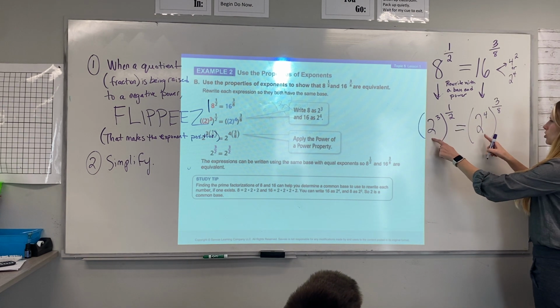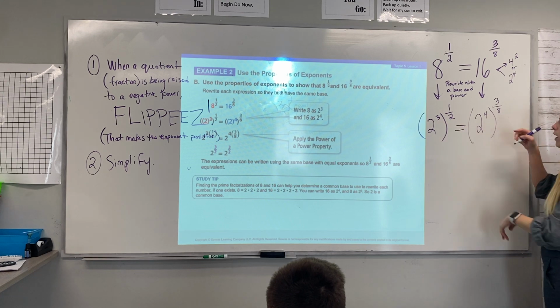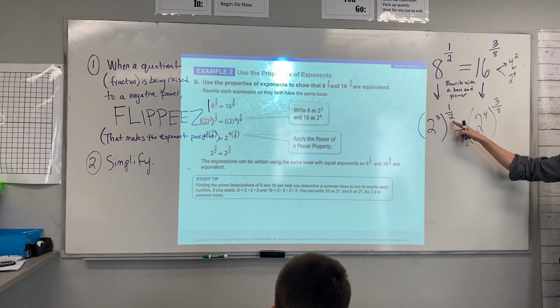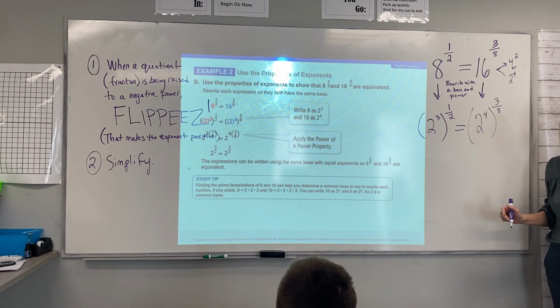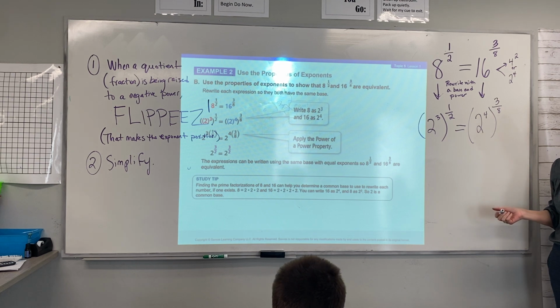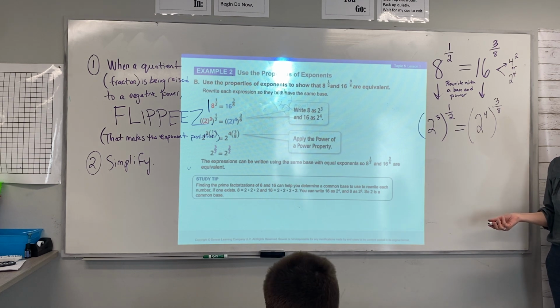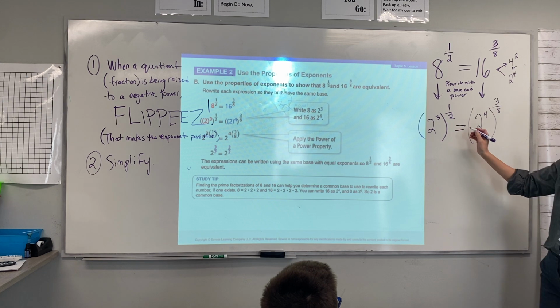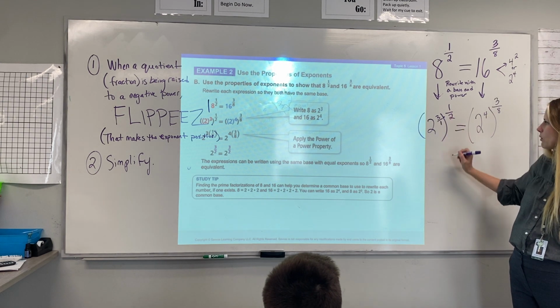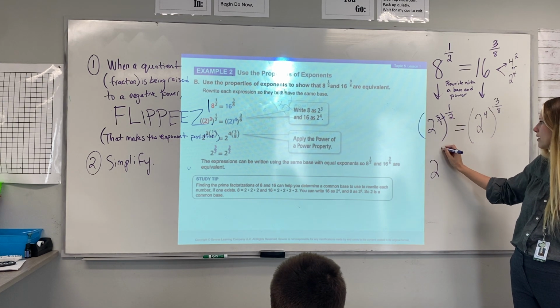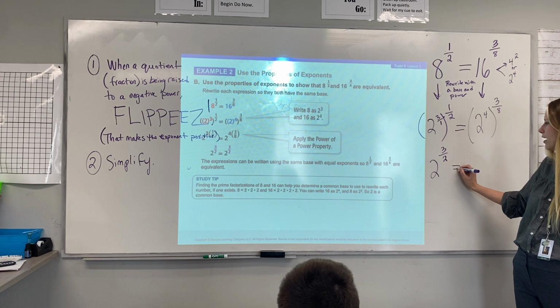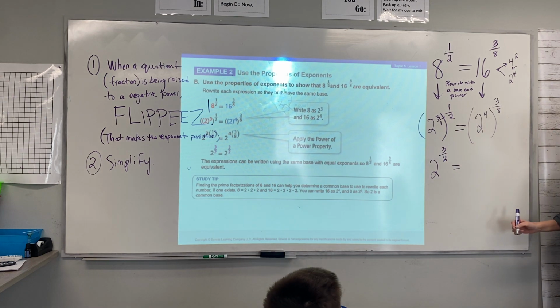Now they still don't look exactly the same. I have the same 2's over here, but if a power is raised to a power, can I do something with my exponents? Multiply them. So 3 over 1 times 1/2 is simply 3 over 2.